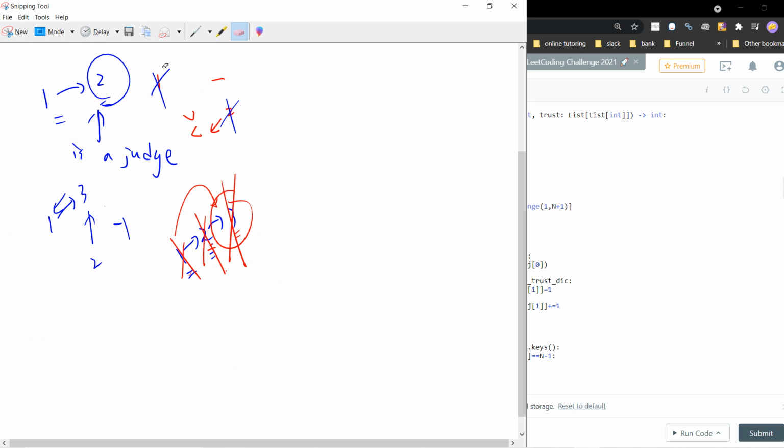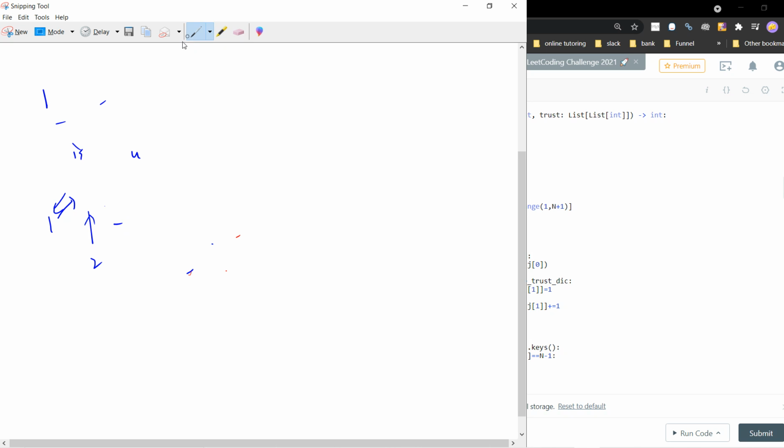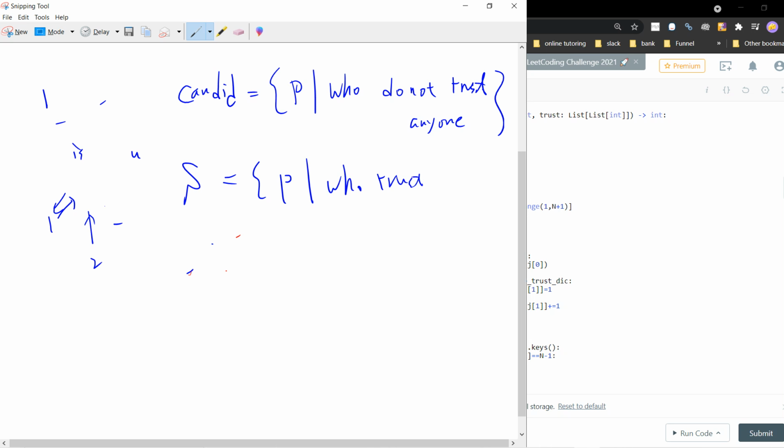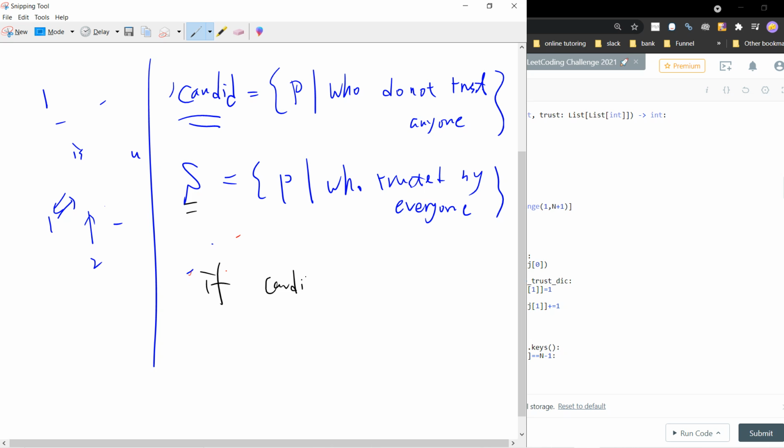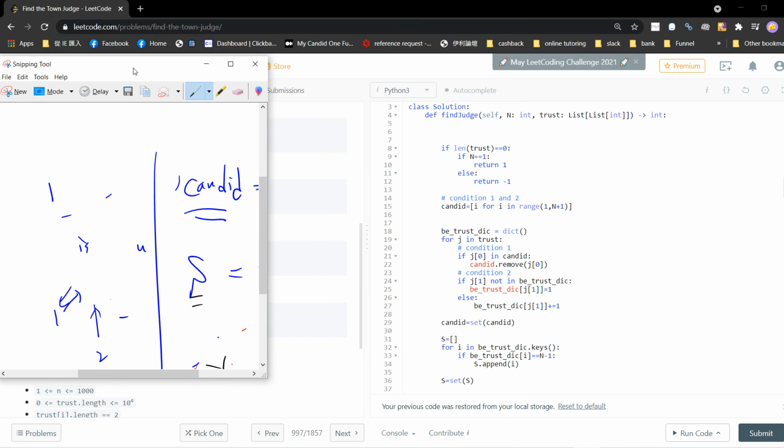I like to solve it by logic, so let me define some sets, solving this by math. The idea is that I define a first set called candy, which is the people who do not trust anyone. Also there's a set S, which is the people who are trusted by everyone. So we first find the set candy, then find the set S, and if the intersection of candy and S has only one person, then we return the only element. Otherwise, -1. Very easy.